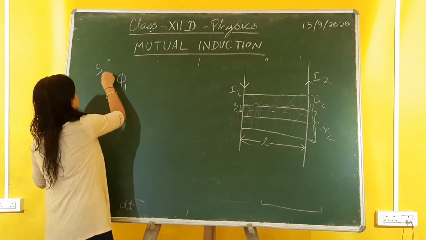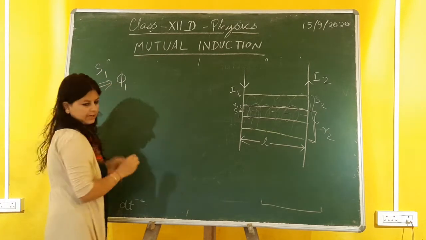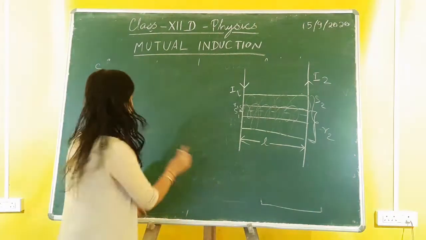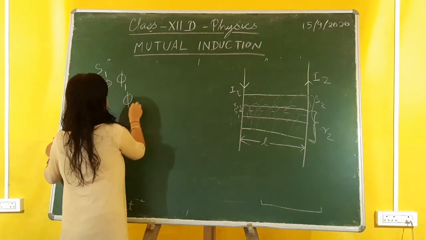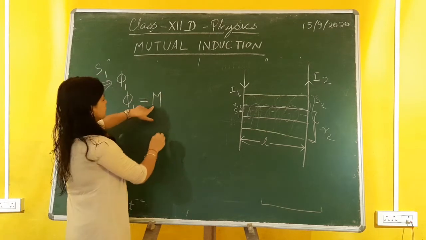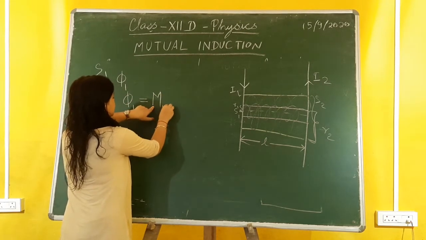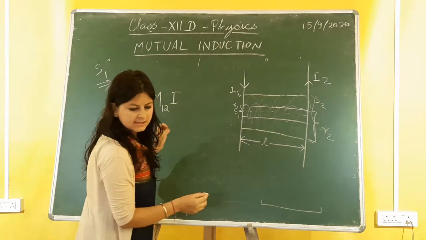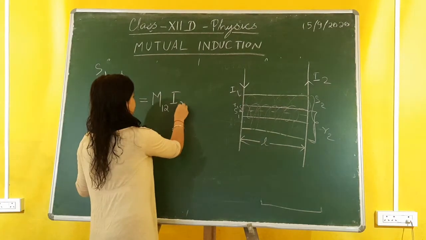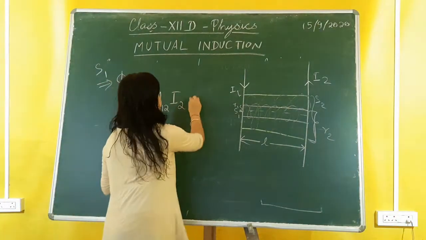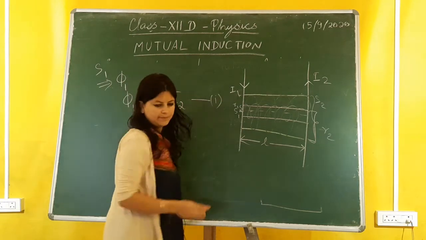So for S1 the flux is equal to phi 1, and you know that from the basics, phi 1 will be equal to M, that is mutual inductance of the first one because of the second coil, into, since it is because of the current in the second coil, M12 into I2. Let us take it as equation number 1.